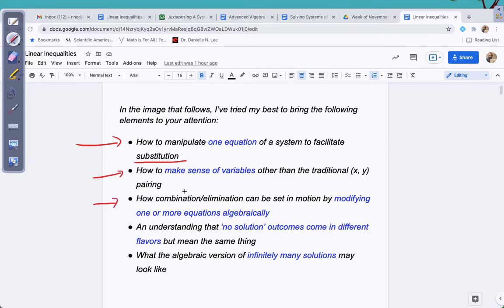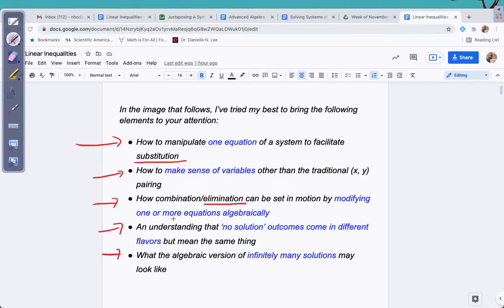Another issue is how do we take combination elimination, which is really the act of combining equations either using addition or subtraction? How can this combination elimination be set in motion by modifying one or more of the equations algebraically? Sometimes it's sufficient to change one equation of a system. Sometimes it's necessary to change both of them to create opportunities for elimination where one of the variables is being canceled out. And finally, these last 2 points.